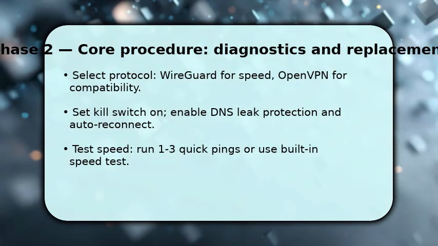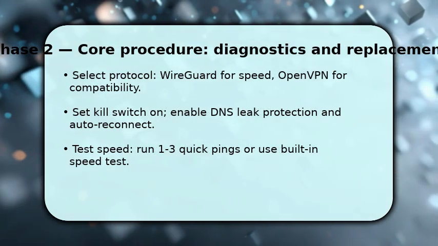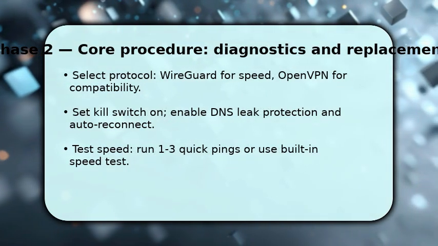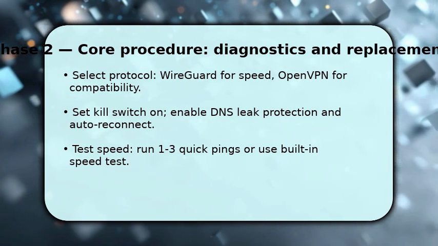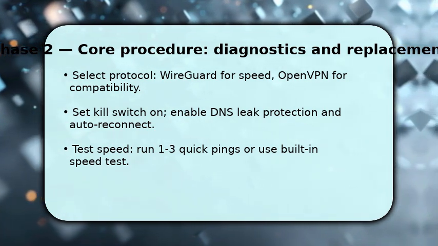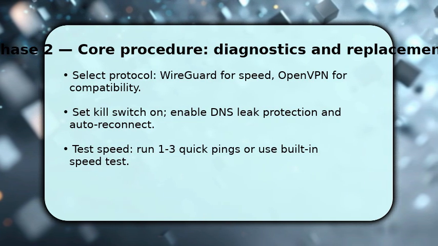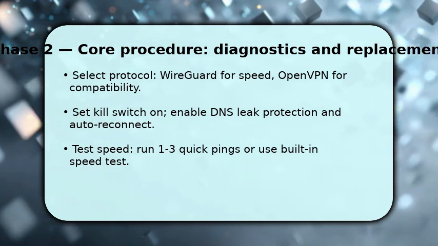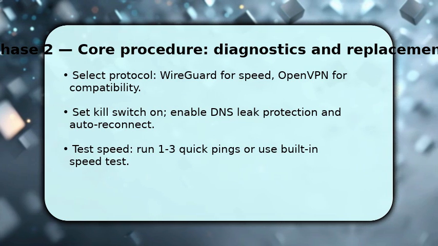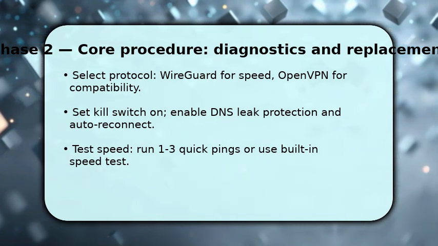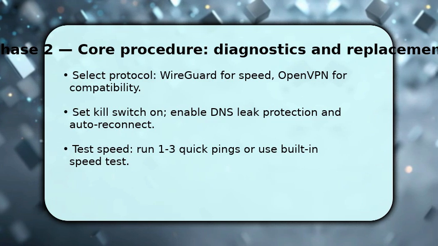Once the profile exists, choose your protocol. WireGuard gives higher throughput. Use OpenVPN if you need broader device support. Configure core settings. Enable the kill switch to block traffic if the VPN drops, turn on DNS leak protection, and set auto reconnect so the app restores the tunnel automatically. Then select your server and connect.